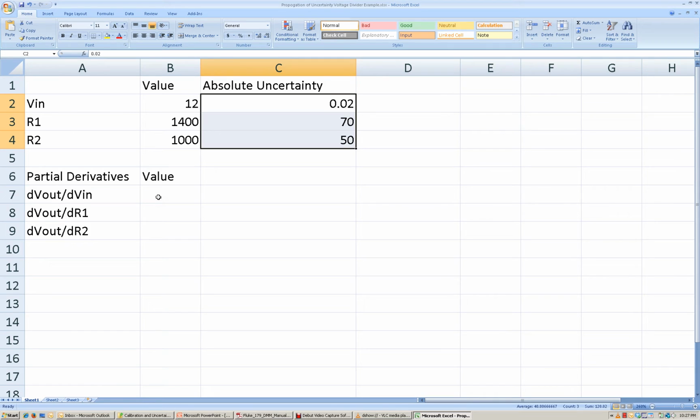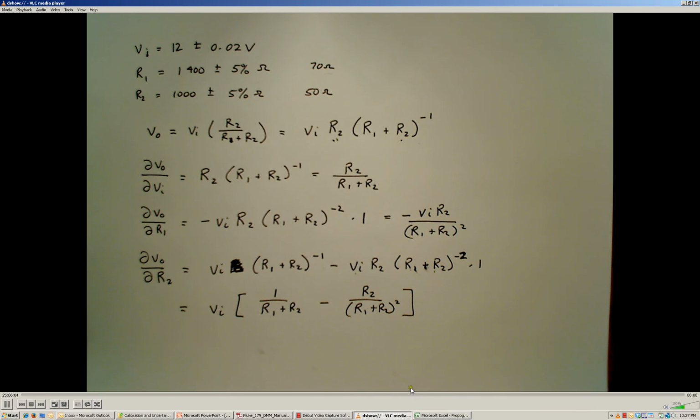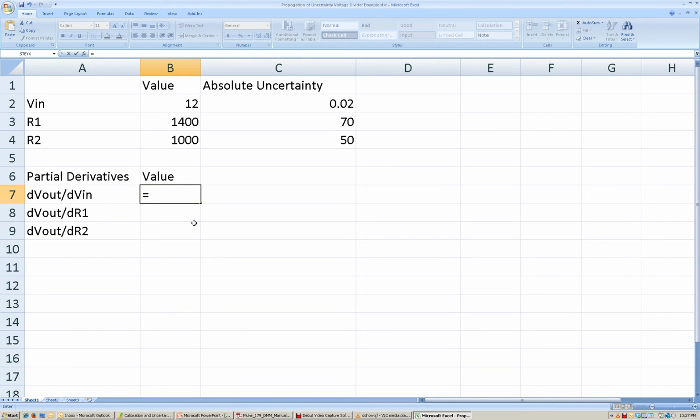All right, I've derived the partial derivatives of the output voltage with respect to the input, resistor 1 and resistor 2. Now I'm just going to plug in the values based on the formulas. So if I go back here, I see that the partial derivative of the output voltage with respect to the input is R2 divided by the quantity of R1 plus R2. So I can plug that in to determine the values. I'm going to do that for all three of these. For the partial derivative of the output voltage with respect to R1, I have the following equation. It equals negative Vn times R2 divided by the quantity of R1 plus R2 squared. And that's the value that I get there.